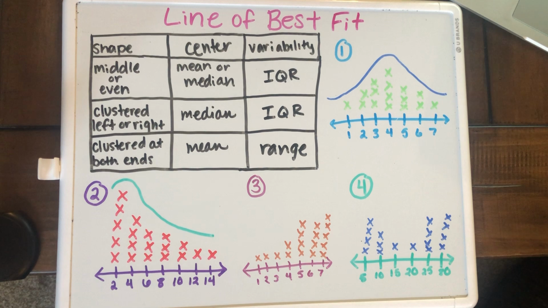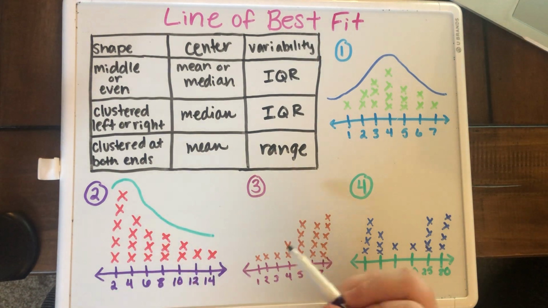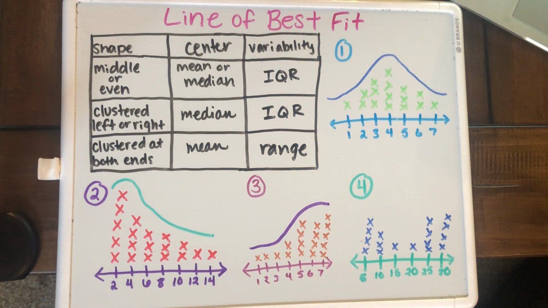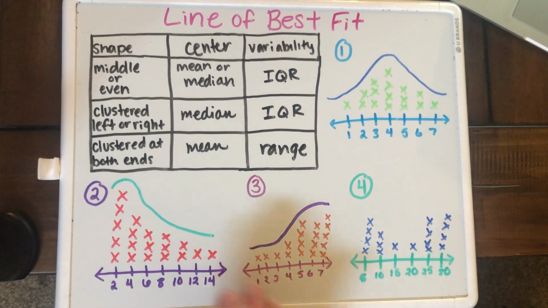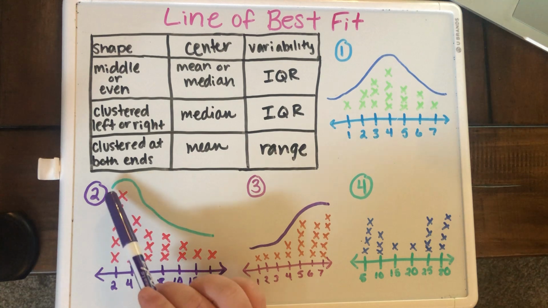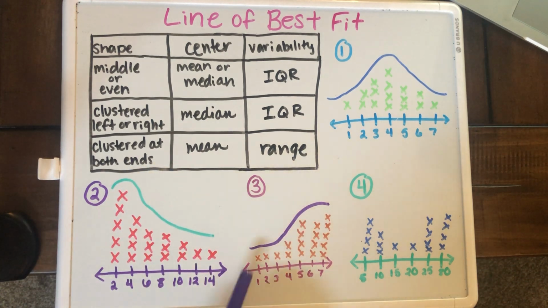But if we look at number 3, it's very similar, but instead of being clustered to the left, it's actually clustered to the right. Okay, so you're gonna see this shape when it's clustered to only one side or the other, either the left or the right. It will be a very clear incline or decline. Think about it like a hill. If it's to the left, you're gonna be running down the hill, but if it's clustered to the right, you're gonna be running up the hill.